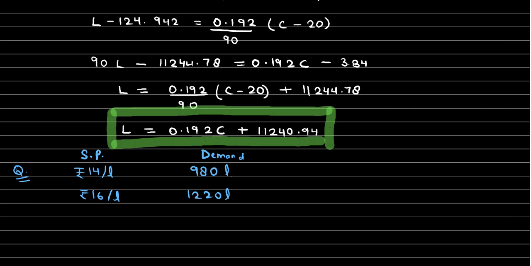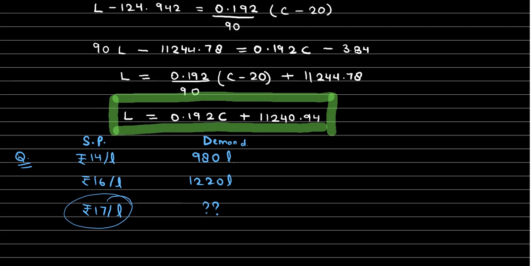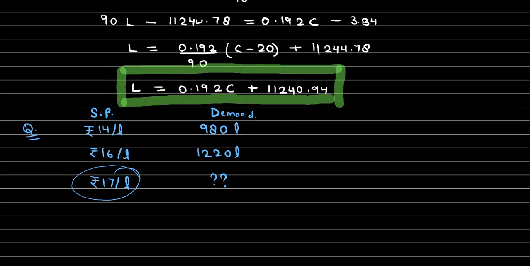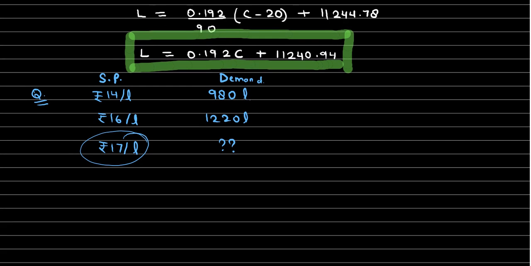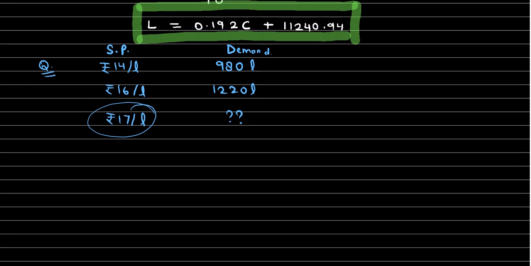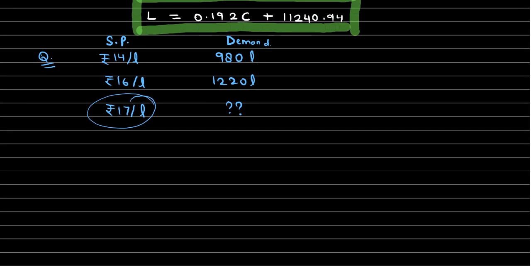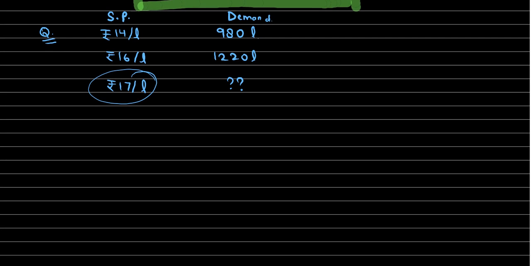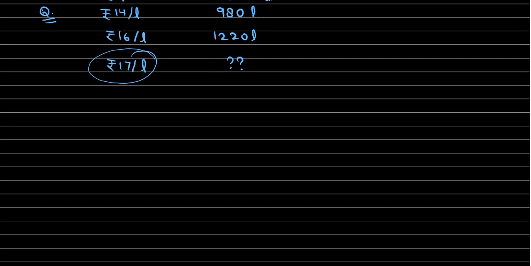According to the question, you have to find out how many liters he could sell weekly at rupees 17 per liter. If the selling price is 17 per liter, what will be the demand? Again, you can see there is a relation between demand and selling price, and they are simply going to be a linear function of each other. So I will assume these two points can be plotted on a graph, where I take demand on the y-axis and the selling price on the x-axis.